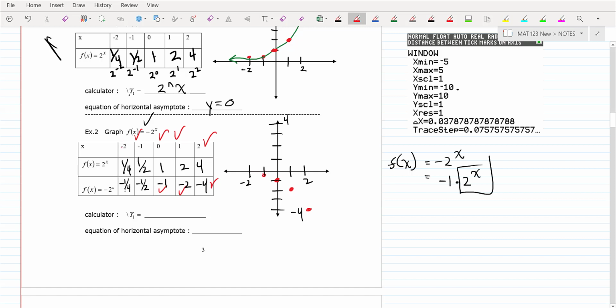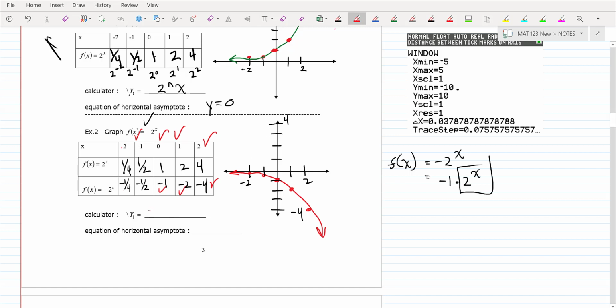And then -2, -1/4, like that. Again, you just approximate that. So yeah, that reflects that over the x-axis. That's the difference between those two graphs, okay? And we've learned some of this stuff, like I said, a little earlier in the semester.